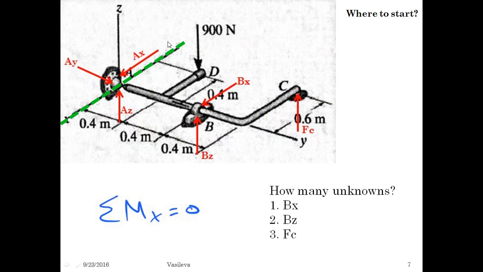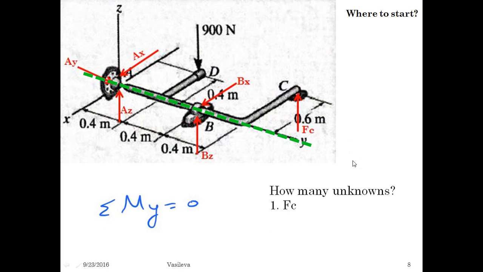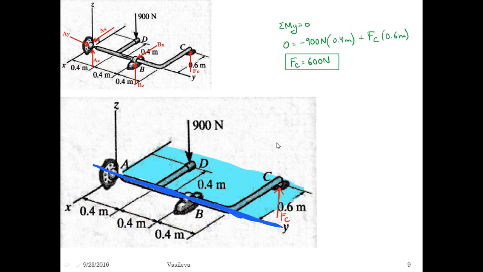Alright, let's look at the x-axis. Once again, AY, AX, and AZ fall on this axis, so we can ignore them, and the unknowns remain the same: BX, BZ, FC. And then let's look at the y-axis. When we look at the y-axis, these three forces fall on it, so we can ignore them, but so do these two forces, so we can ignore those as well. Therefore, we only have one unknown. If we solve for the moment about the y-axis, we're going to end up with one unknown, and we can solve for that unknown. So that's how I decided to start with the y-axis.